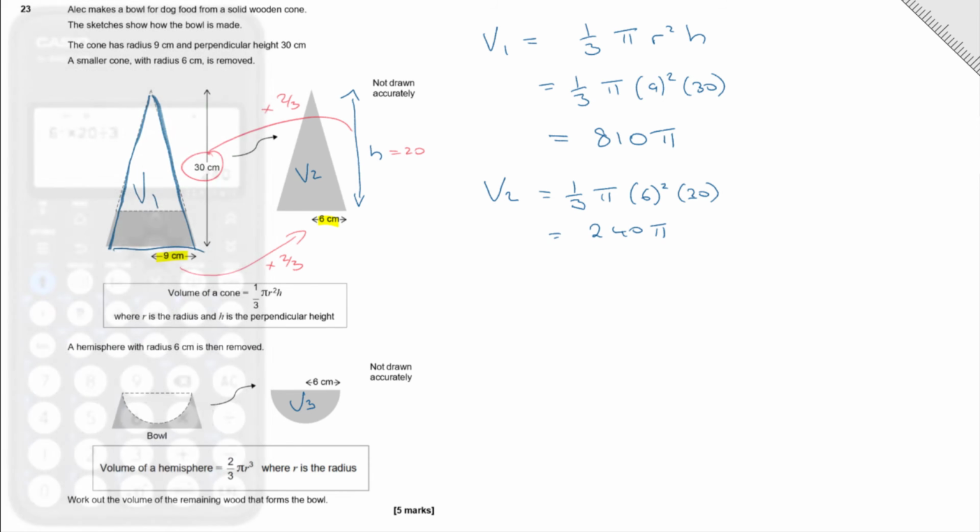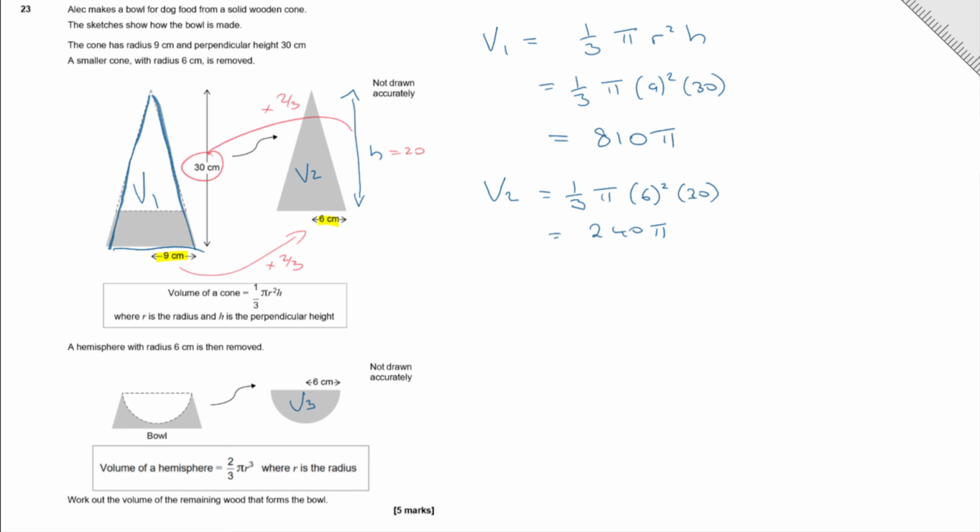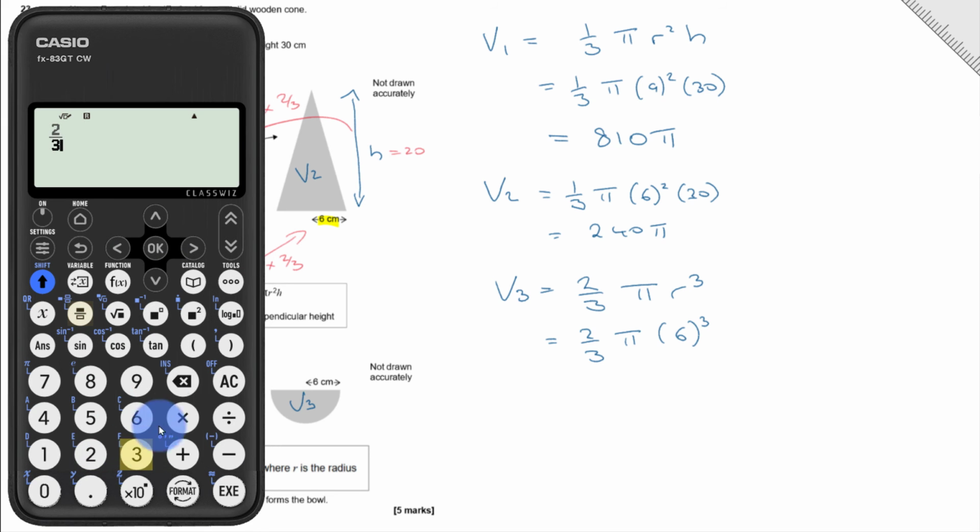Okay, and then finally I've got hemisphere, which is going to be volume 3. The volume of a hemisphere is 2/3 pi r cubed. Do we know the radius? Yes, we do. It's 6. So it's going to be 2/3 of pi times 6 cubed. So what's 6 cubed times 2 divided by 3? That's 144 apparently. So that is 144 pi.